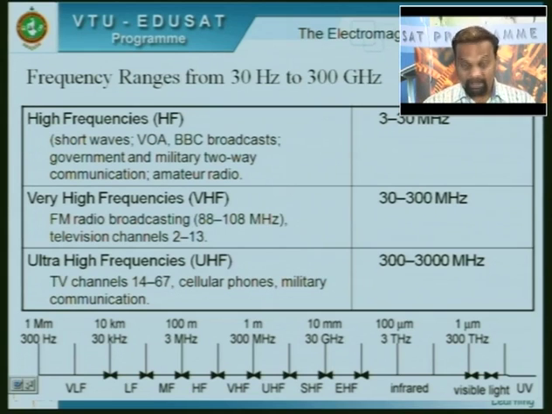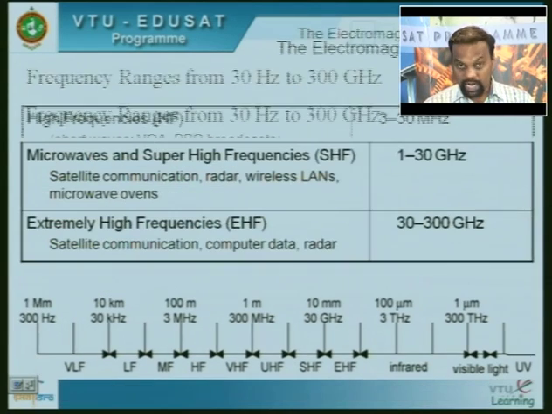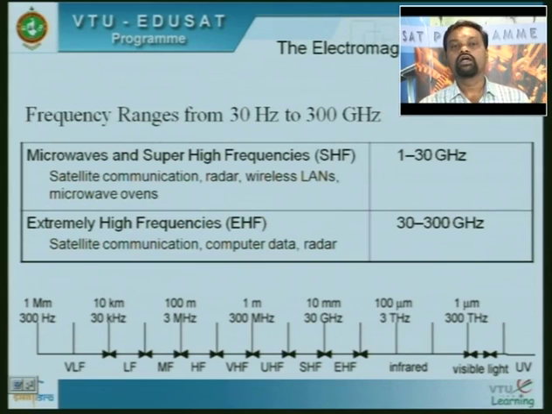Plus your cellular phones, that is mobile phones, operate at a frequency of 300 megahertz to 3000 megahertz. And lastly, your wireless systems, wireless LAN, operate at 1 gigahertz to 30 gigahertz. That is what the electromagnetic spectrum is.